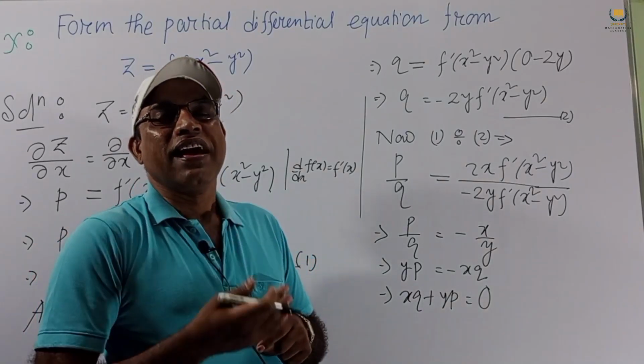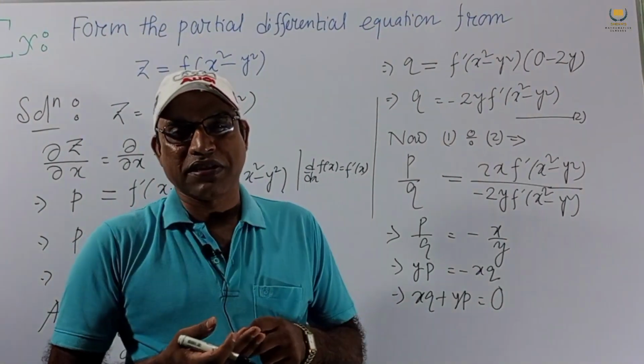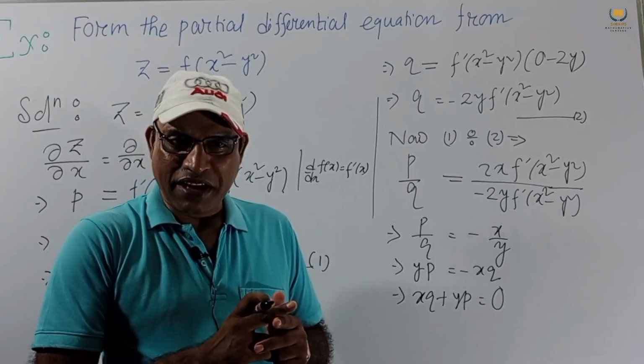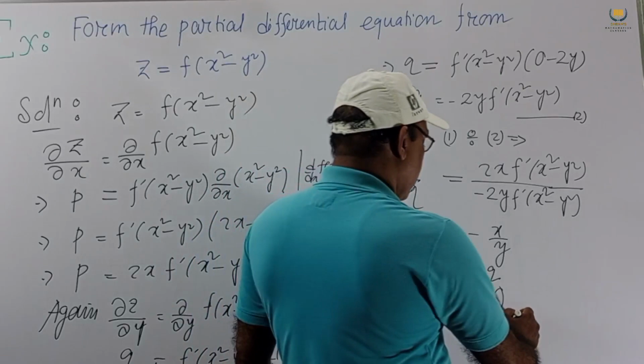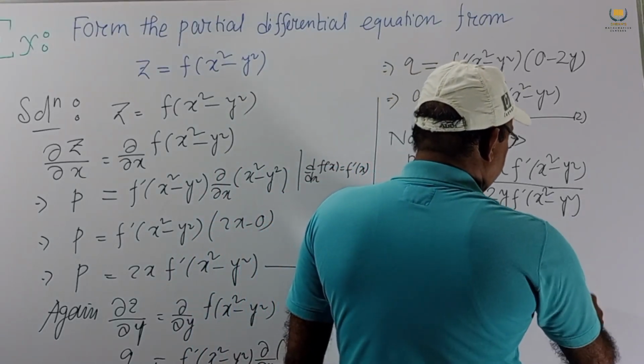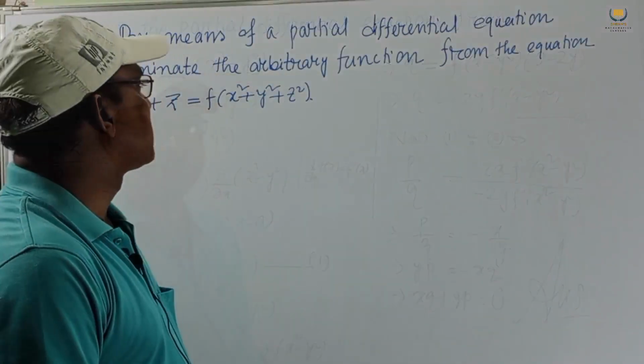This is the formation of a partial differential equation by eliminating the arbitrary function. The function is absent, and this is the required solution of the given problem. This is the problem we considered.